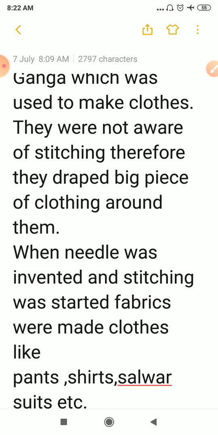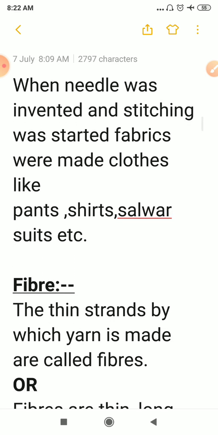When the needle was invented and stitching was started, fabrics were made into different types of clothes as we wear today, like pants, shirts, salwar suits, woolen clothes, different kinds of clothes we use to cover our body. In our homes, we use cloth as curtains, pillow covers, bed sheets, a lot of things. Do you know how these clothes are made?